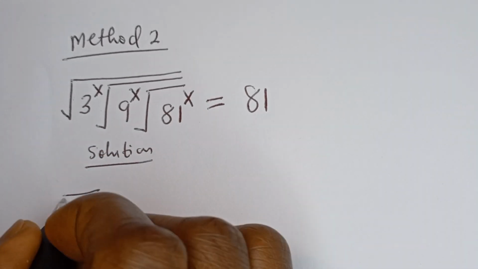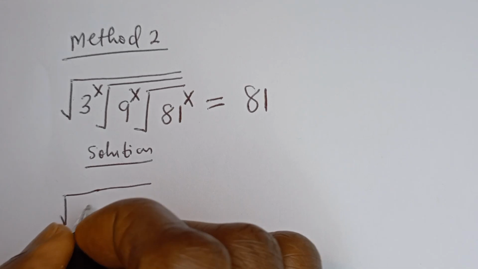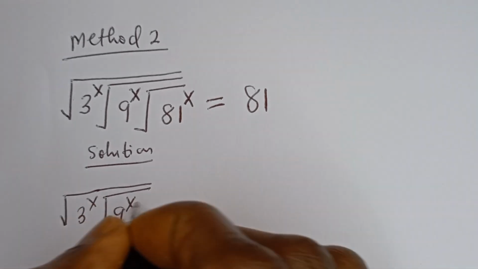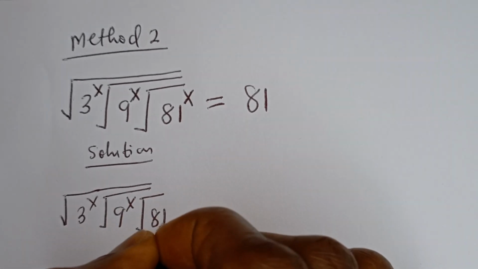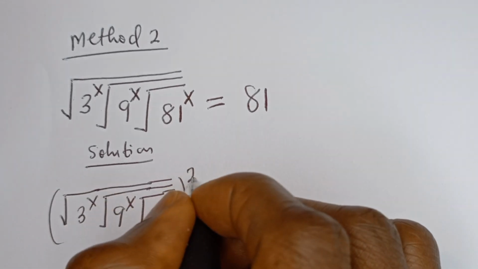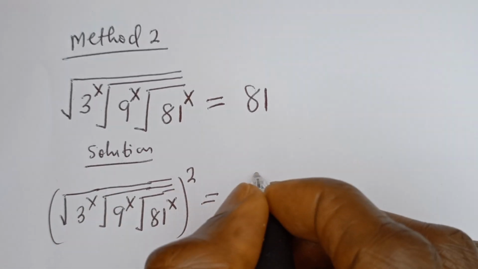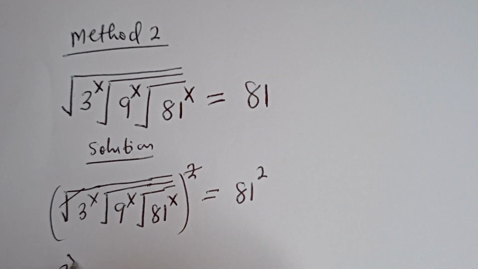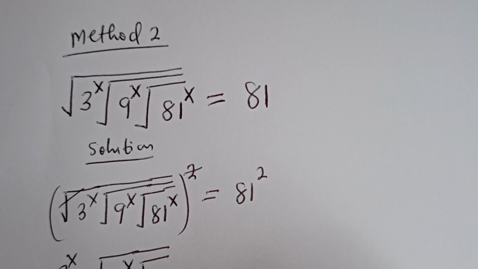We have the square root of 3 to the power of x, square root of 9 to the power of x, square root of 81 to the power of x, all squared, is equal to 81 squared. We cancel this. Here is 3 to the power of x multiplied by the square root of 9 to the power of x, square root of 81 to the power of x is equal to 81 squared.